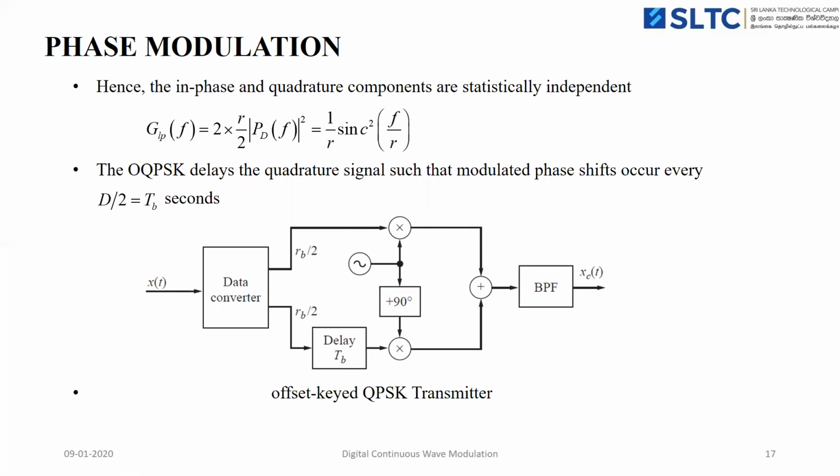Then the power spectrum for the PSK modulation uses the same formula as QAM: 2 into R by 2, PD of F, modulus of PD of F squared. We know the power spectrum for a rectangular pulse, so we can substitute. The PD of F squared is 1 by R squared, sin squared of F by R. So since R is already present, the 2 will be cancelled, and one R will be cancelled. Then this is the final expression for the phase modulation.